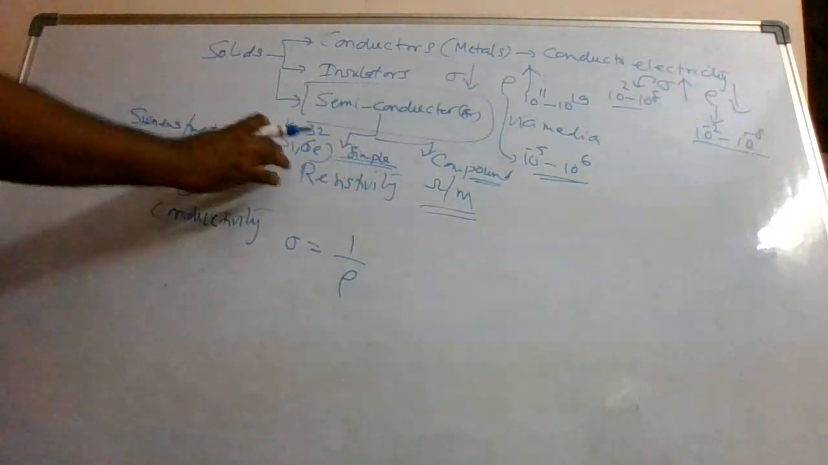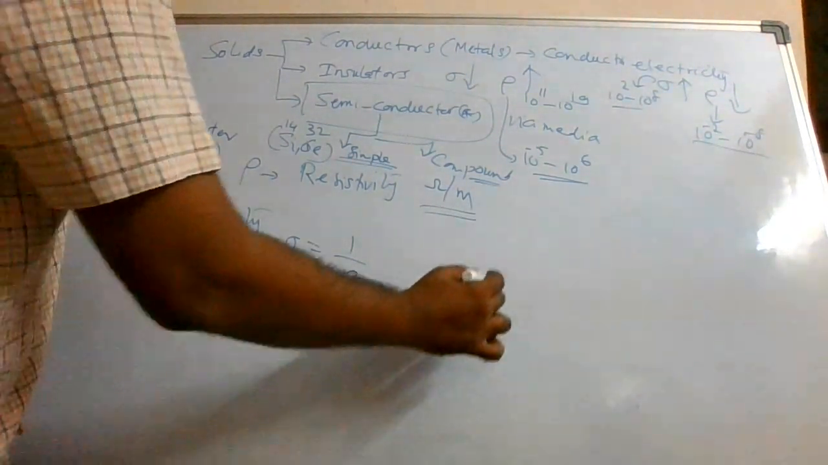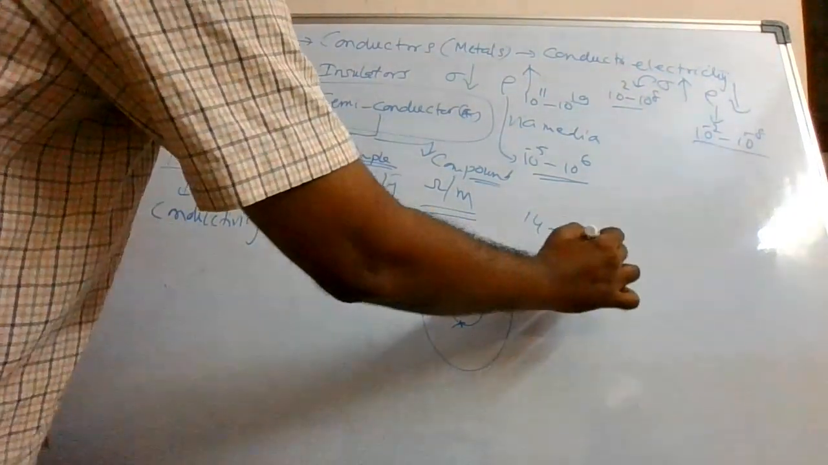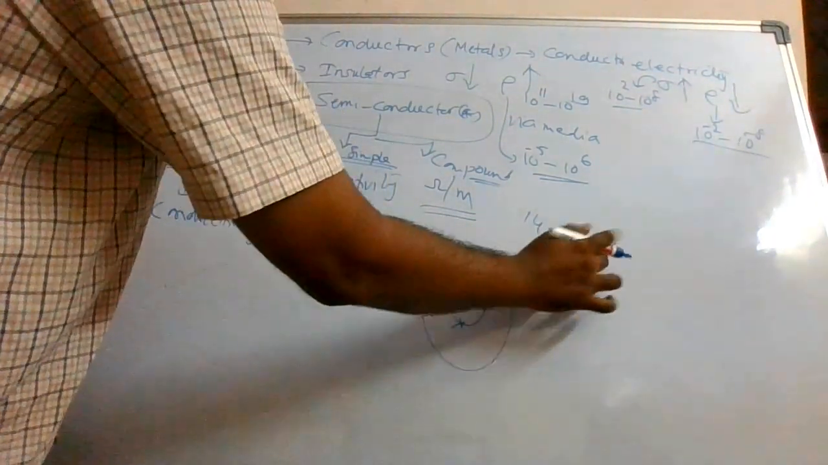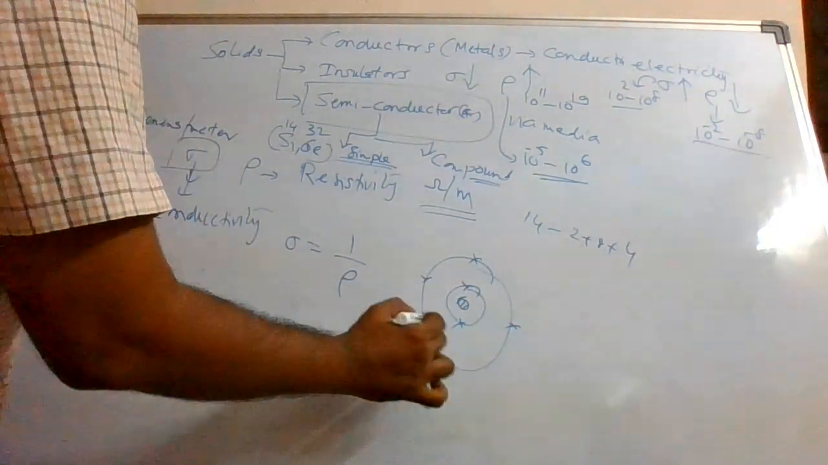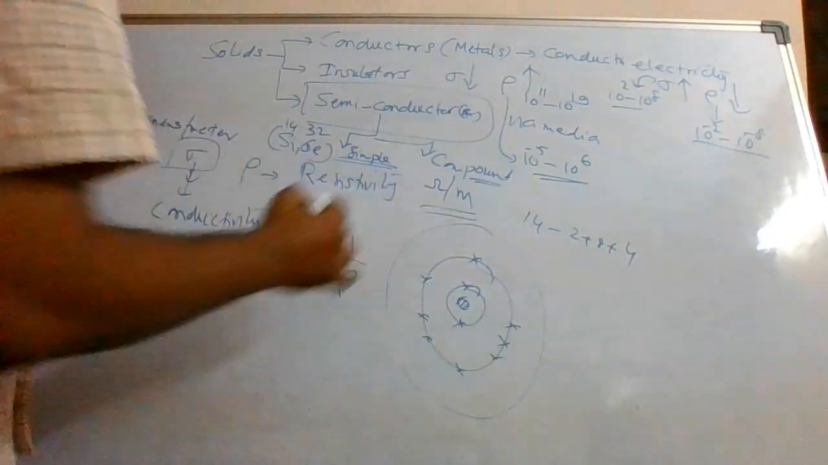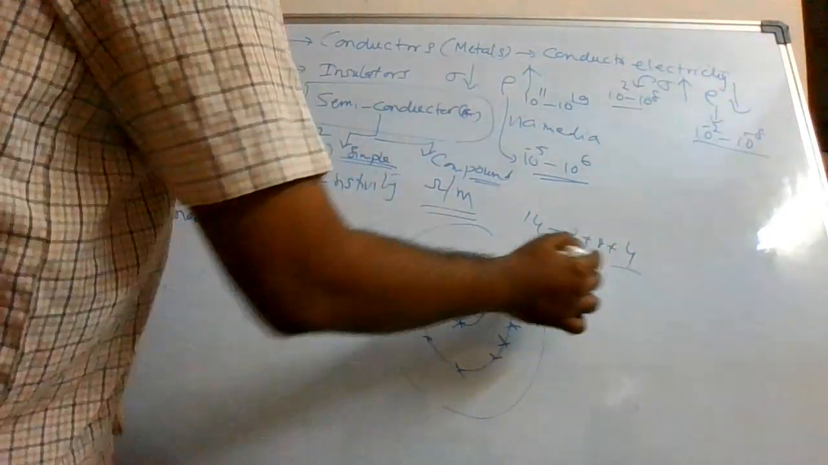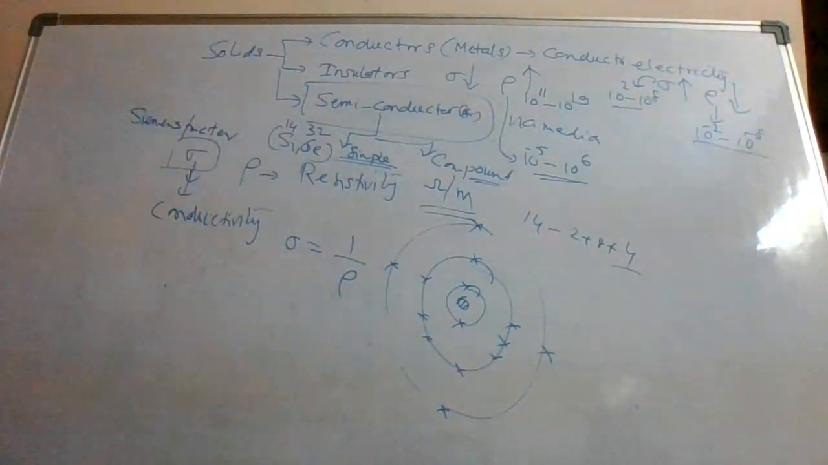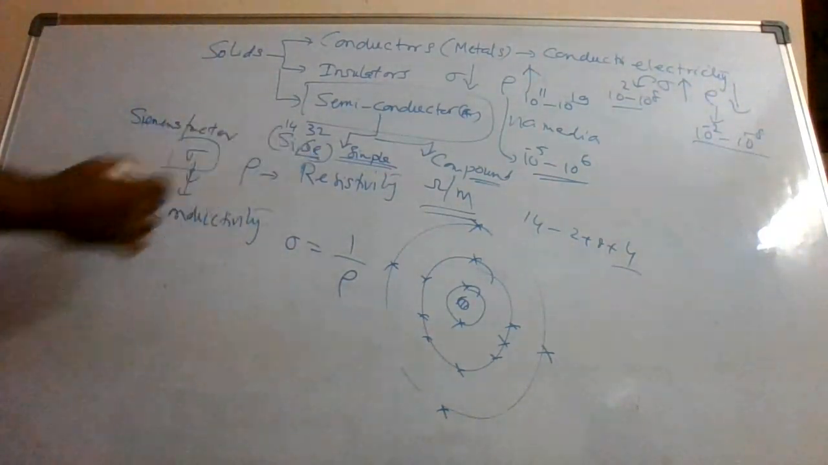So what is the atomic structure of silicon? You will have a nucleus, you will have 2 electrons here. Can you write this 14 as 2 plus 8 plus 4, since 2 plus 8 is 10 plus 4. So in the second orbit it will have all 8, right? And in the last orbit it will have 4 valence electrons. If you provide energy to them, they will become free electrons. Similarly, the case with germanium.